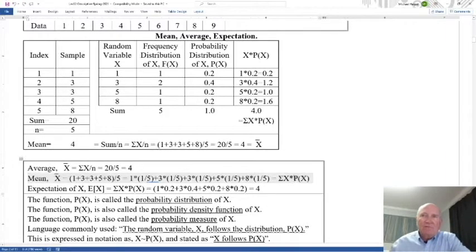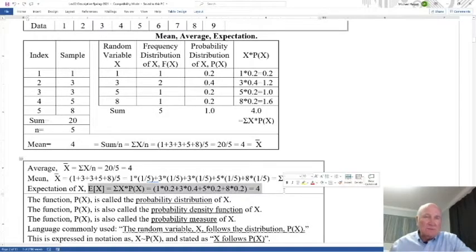When you have this type of approach, this is referred to as the expectation of x. So the expectation of x, the mean of x, the average, they all mean the same thing. They're the same number. The expectation of x is expressed by E of x, which is the sum of the x times the probability of x, essentially the same as the mean.